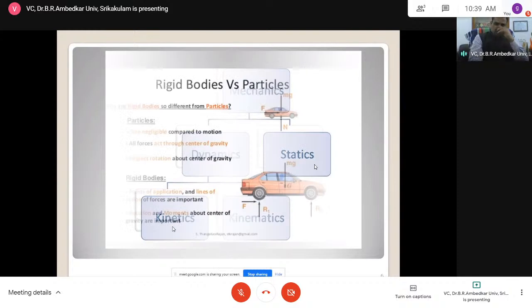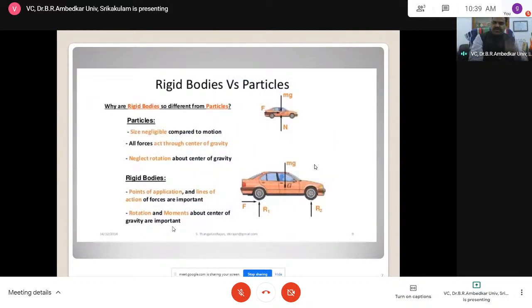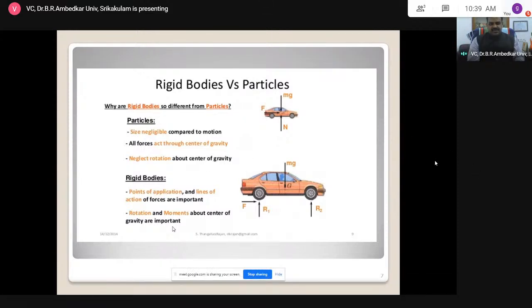Now let us see the particle and the rigid body. What is the dynamics part? Earlier we were considering only motion, like s is equal to ut plus half at square if it is a rectilinear motion, and for curvilinear motion in terms of theta, omega t plus half alpha t square. Like that we have considered.